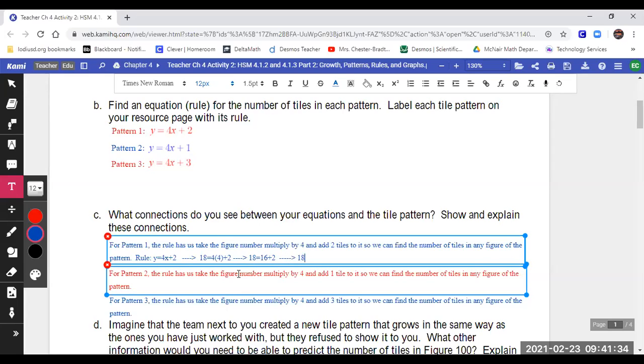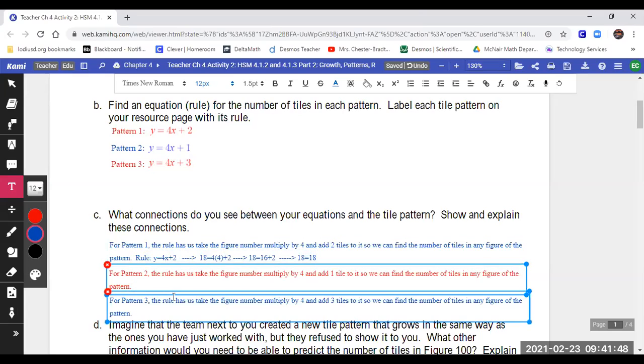So 18 equals 18, right? We're going to do the same thing for the other one. So I'm going to copy what I just did. I'm going to paste it down below. But I'm going to change it up for figure 2, which was add 1.